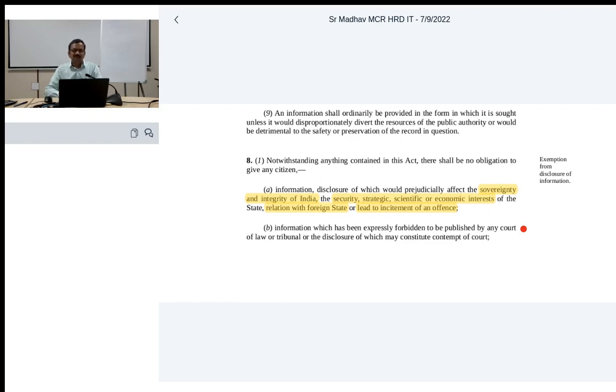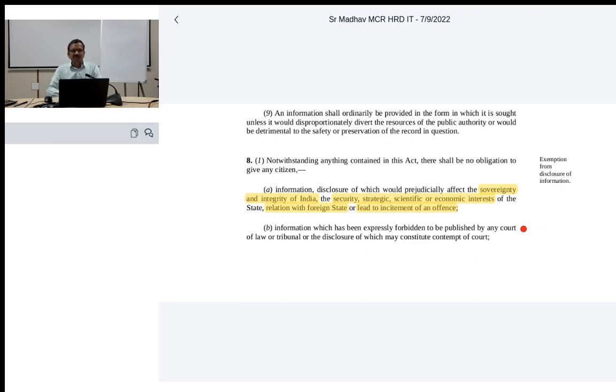It says where the disclosure would prejudicially affect the sovereignty and integrity of India. This is the first category, and there is another category like security, strategic, scientific, or economic interest of the state, and the third category, affecting relations with a foreign state, and finally the fourth category, which may lead to incitement of an offense, which you can find under Article 19.2 of the Constitution of India. So there are, we can say broadly, four categories of exemption under Section 8.1a.